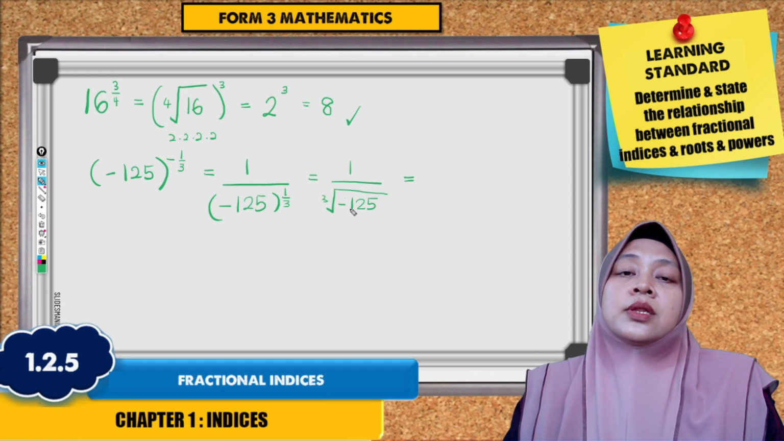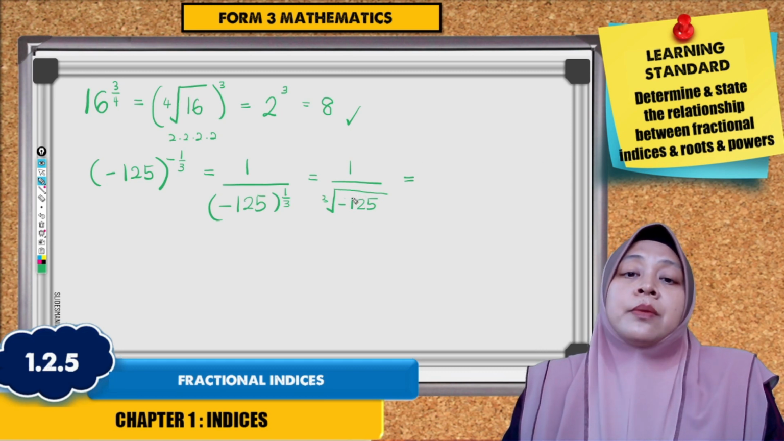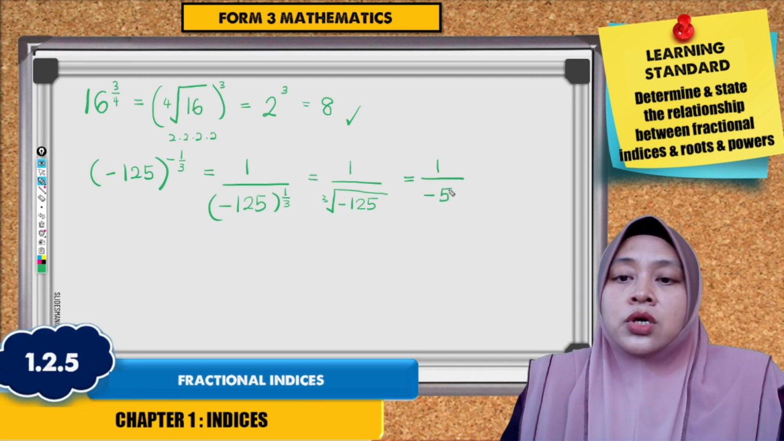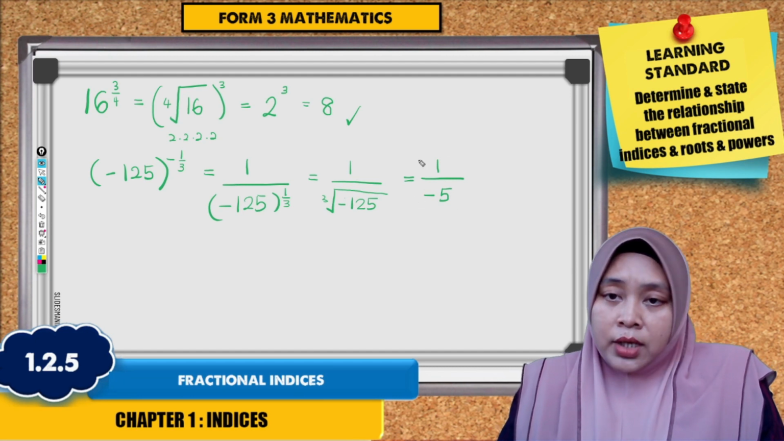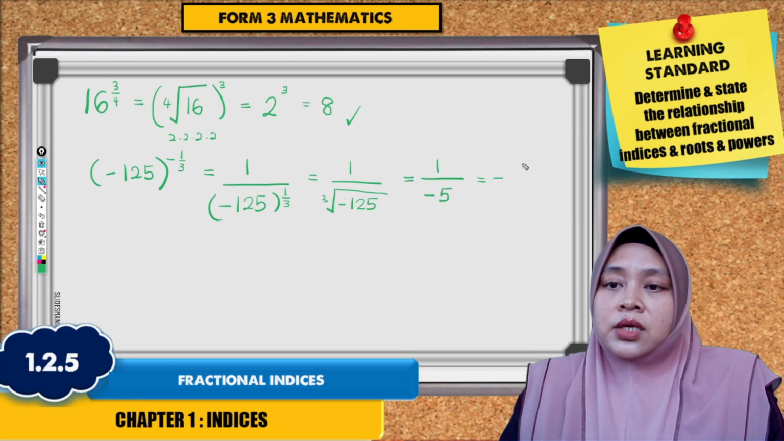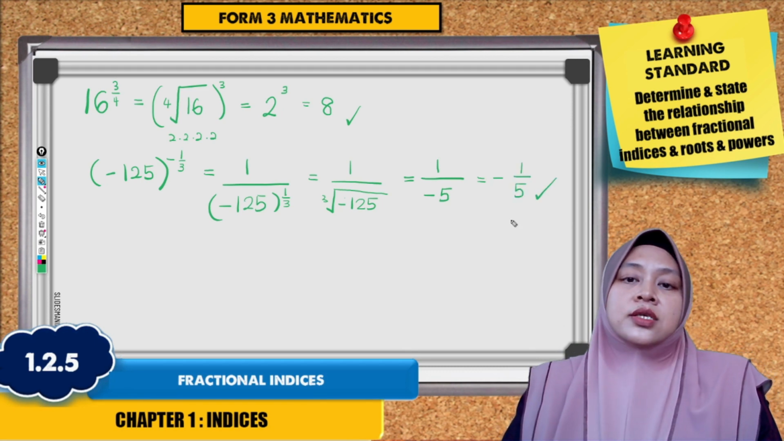What number multiplied 3 times gives the answer 125? The answer here is 5. You can get the answer by using the calculator. So you can write it like this, or it's better you put 1 over 5. So this is the final answer.